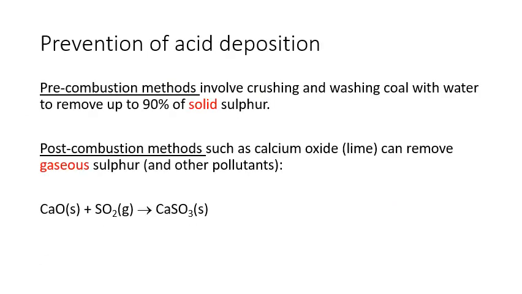In terms of preventing acid deposition, there are two possible approaches, either before the combustion of the coal containing the sulfur or after it. Before combustion, the coal can be crushed and washed with water. This removes about 90% of the solid sulfur, so it can't be combusted and form sulfur dioxide. After combustion, chemicals like calcium oxide can remove gaseous sulfur and other pollutants by reacting with the sulfur dioxide to give calcium sulfite.